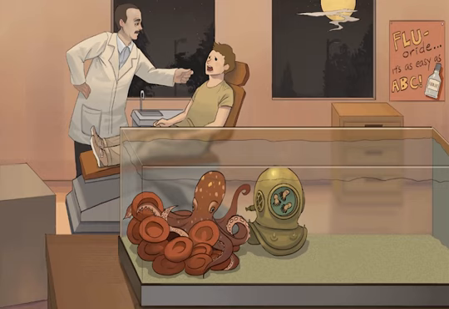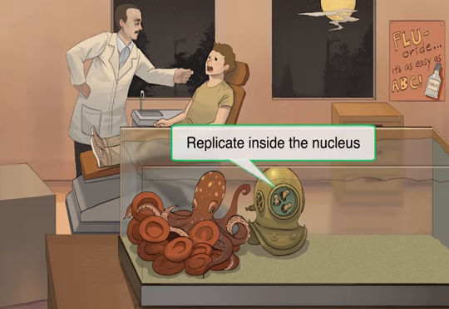So as I've said, this is the exception to the rule. Orthomyxoviruses replicate within the nucleus. Thus we have Mama Octopus and her little replicas swimming around inside the nucleus-like diver's helmet.